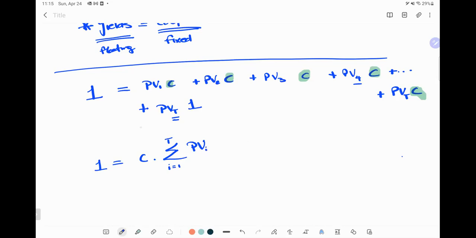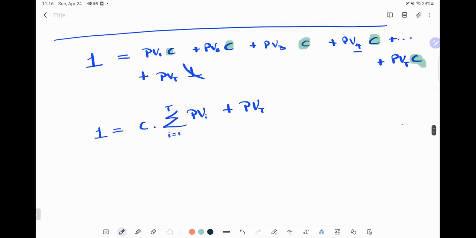Now, let's not forget this. We need as well to add this PVT. And what is this PVT? It is the present value factor that corresponds to that last period of time, right? So now we don't even need this 1 because multiplying by 1 is just giving us that PVT. Once we have that, then we should clear for this C.